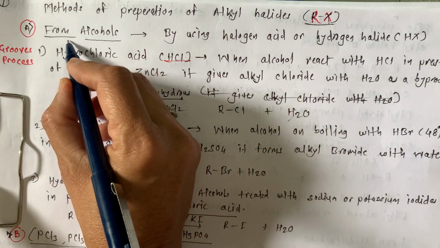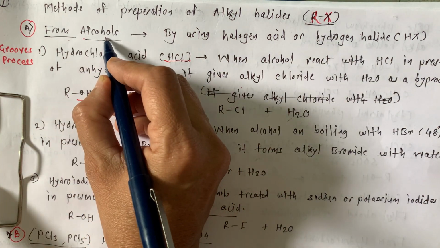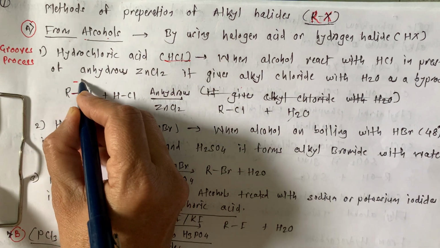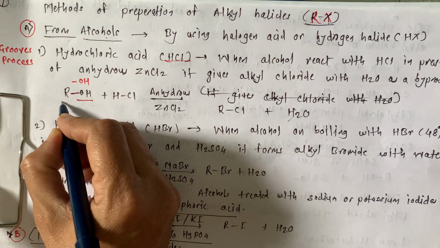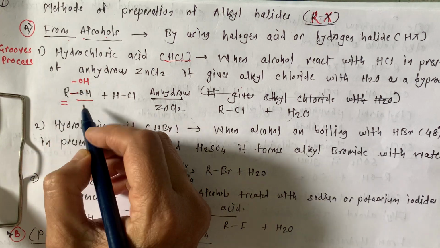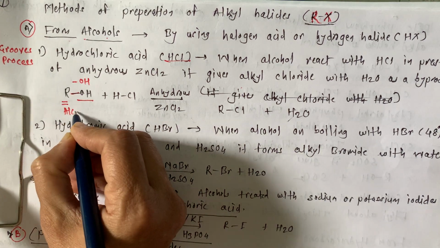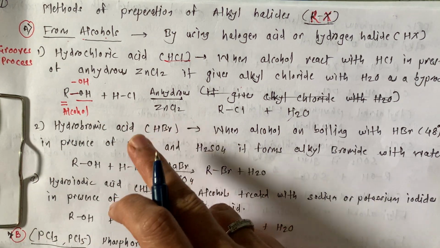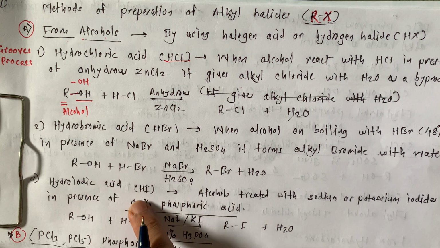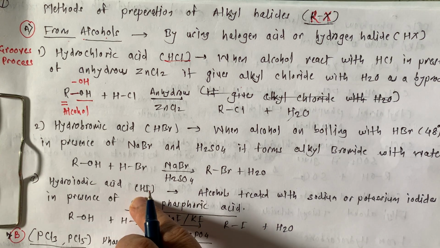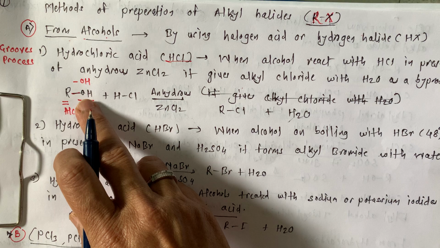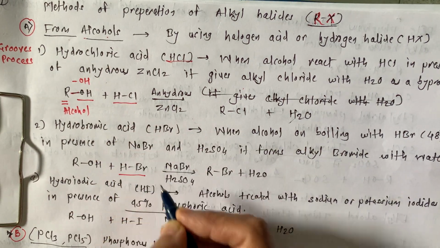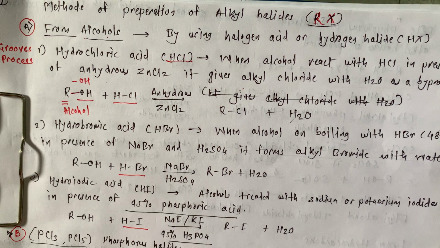First method is from alcohols. All of you know what alcohol is. Alcohol is nothing but the -OH functional group; when attached to an alkyl group, it becomes alcohol. Now we can prepare chlorides as well as bromides as well as iodides. For that we have to treat this alcohol with hydrochloric acid, hydrobromic acid, and hydroiodic acid.